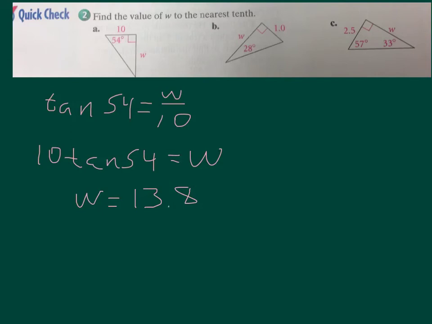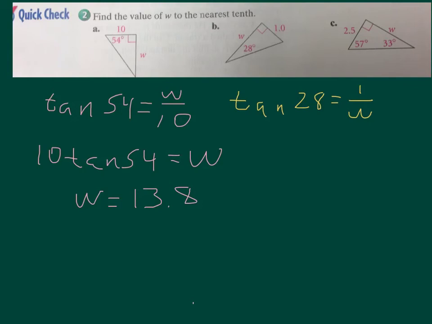By the way, if you do not get 13.8, that means your calculator is in radians instead of degrees. You need to always check and make sure your calculator is in degrees. To check to make sure your calculator is in degrees, hit the mode button on your calculator, and the third one down will give you the choice between radians and degrees.